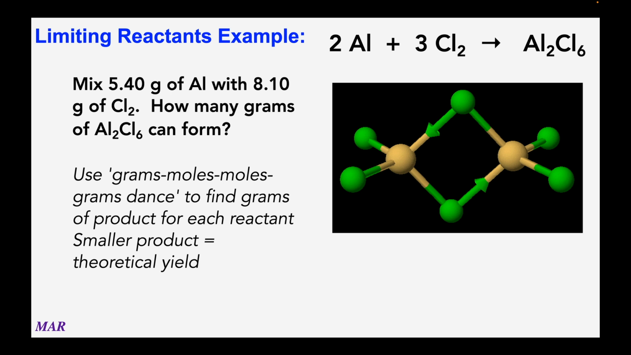We're going to turn grams of aluminum into moles. 2 moles of aluminum for every 1 mole Al2Cl6, and we'll multiply that by the molar mass to get the grams of Al2Cl6. You do this kind of process for both reactants to see what's going on, and the smaller product will be the theoretical yield. So let's look at how you would do that.